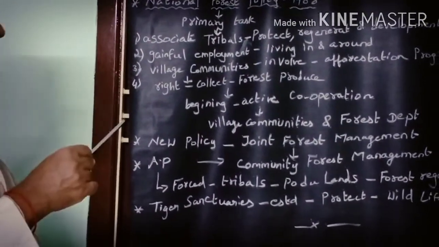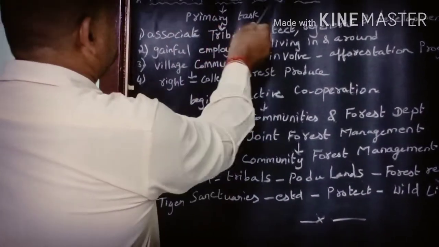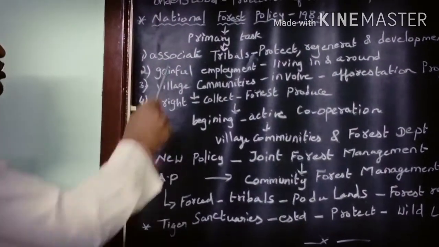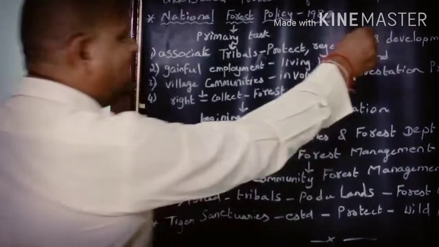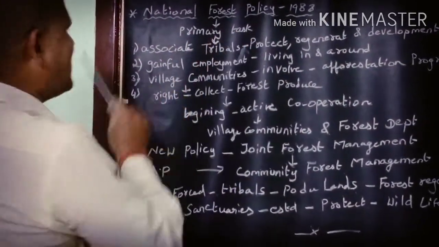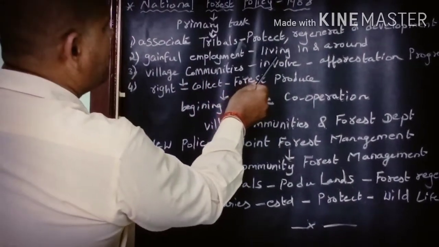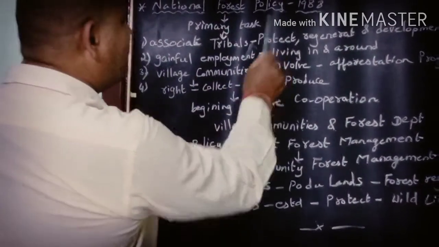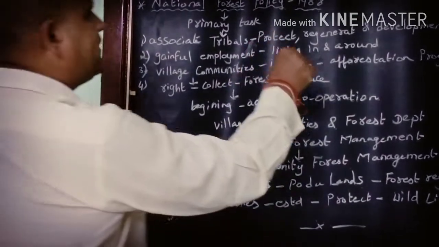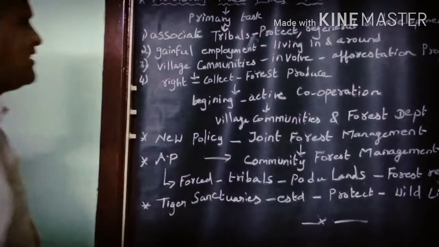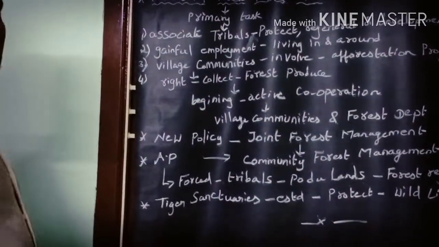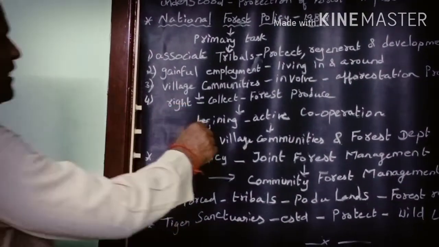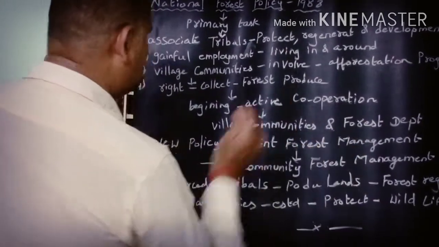Okay, children, now once again I'll repeat the task of the National Forest Policy in the year 1988. The primary task is to associate tribals in protecting the forest, regenerating the forest, and development of the forest. It prescribed gainful employment for the people living in and around the forest. Village communities had a right to be involved in protecting, regenerating and developing the forest, and to take part in afforestation programs like planting of trees. In return, they had a right to collect minor forest produce like bamboo, cane, seed, grass, tubers, vegetables, fruits, etc. This was the beginning of active cooperation between village communities and the forest department.